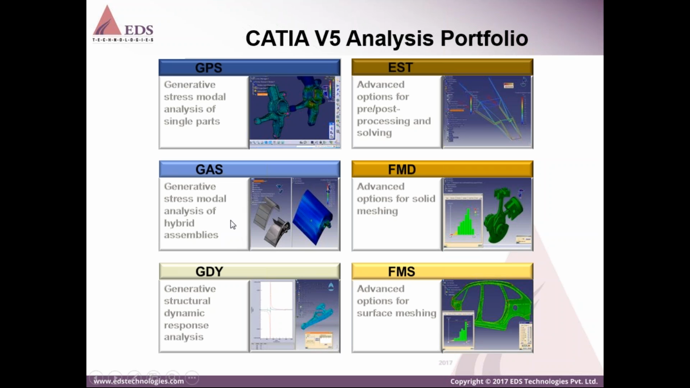GAS will help us to analyze the assemblies which are created in CATIA, and they can be analyzed. Along with GPS and GAS, there is EST, where CATIA analysis has the Elfini solver. Multiple load cases can be analyzed with the help of this EST, with different solution cases which have advanced options for pre and post processing and solving.